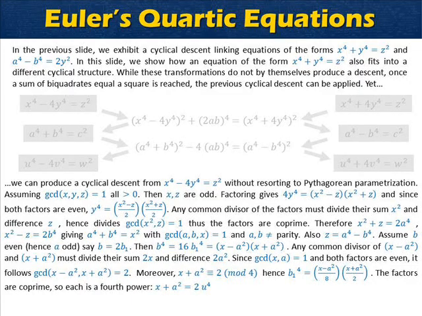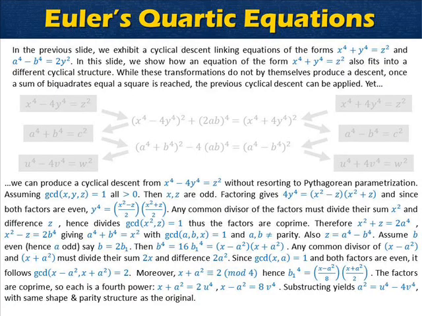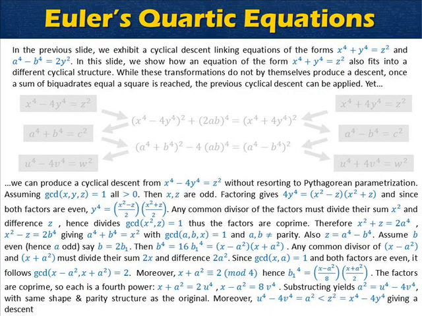We write x plus a squared as 2 times u raised to the 4th and x minus a squared as 8 times v raised to the 4th. Subtracting yields a squared equals u raised to the 4th minus 4 times v raised to the 4th, with the same shape and parity structure as the original. Moreover, this new equation is smaller than the original one, since a squared is smaller than z squared, thus giving a descent.